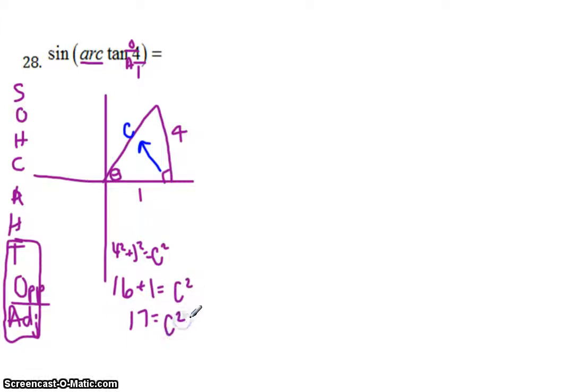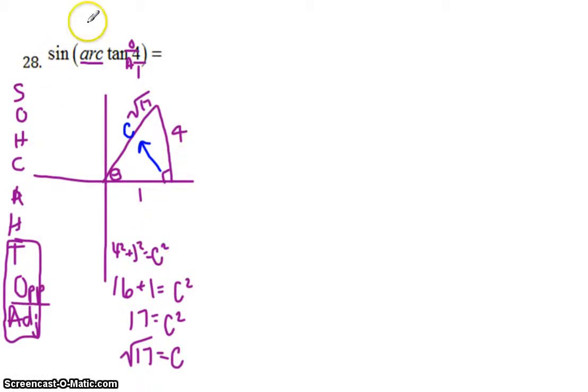On your quizzes, a lot of you just put 17 right here. That is not true. I have to get just C, not C squared, which means I'm going to have the square root of 17. Now, we do not use the decimal because the decimal is not exact. The only thing that makes it exact is keeping the radical there. So this is just going to stay the square root of 17.